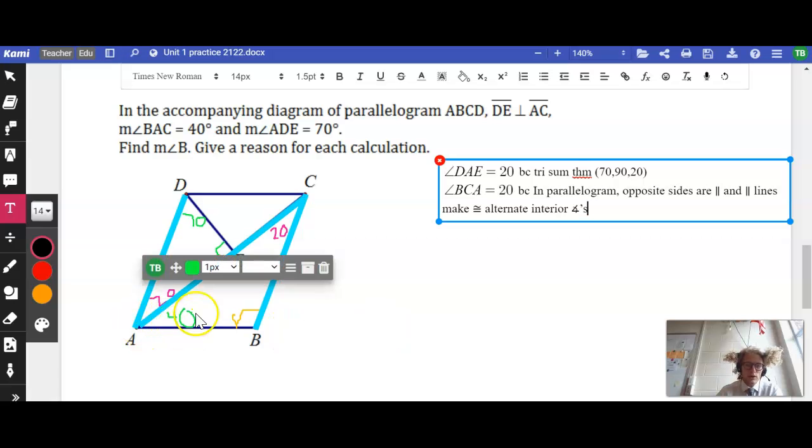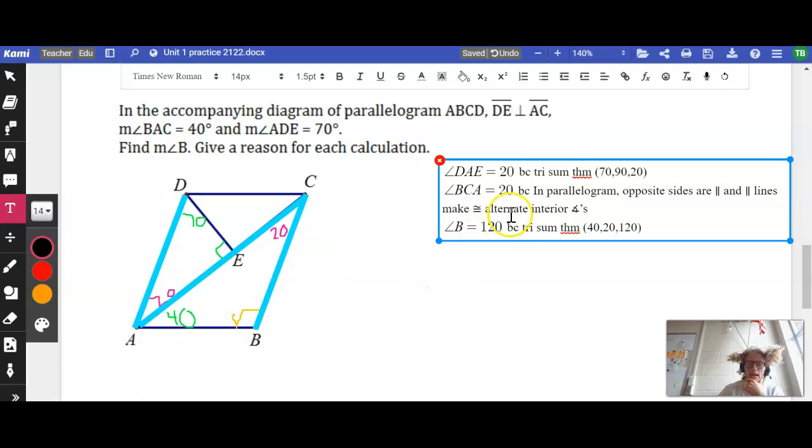Now we got 40 here, 20 here. We can figure out what angle B is. So there you go. Angle B is 120 because the triangle sum theorem states that all of them add up to 180. So 40 plus 20 equals 60, subtracted from 180 is 120.